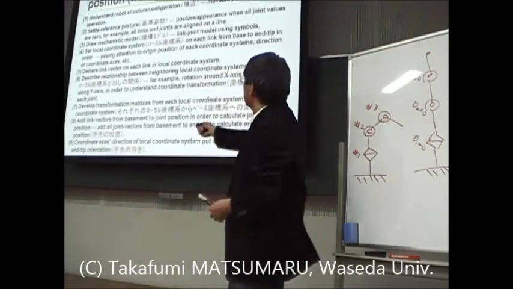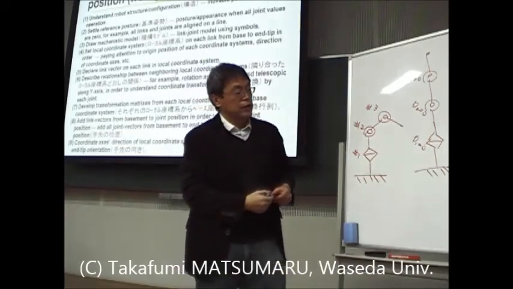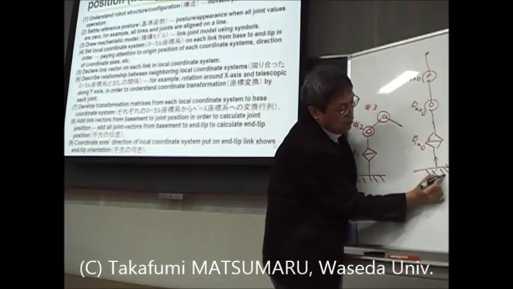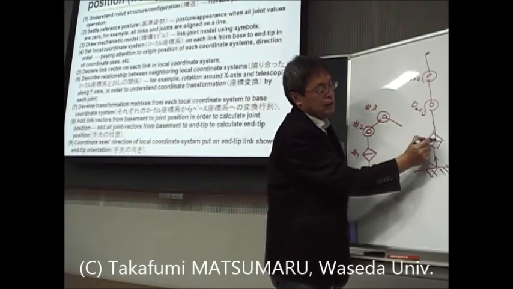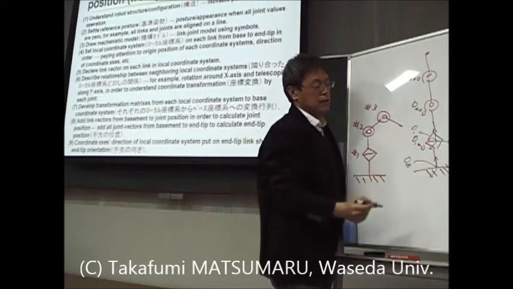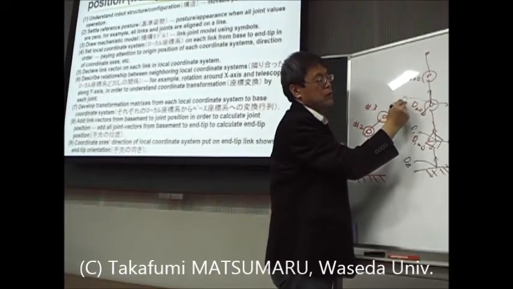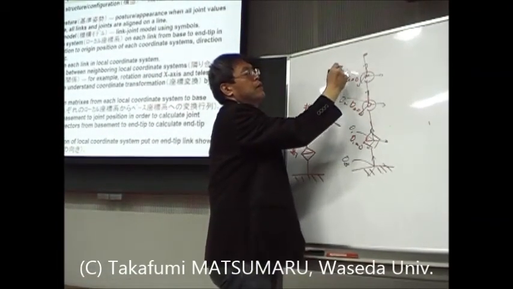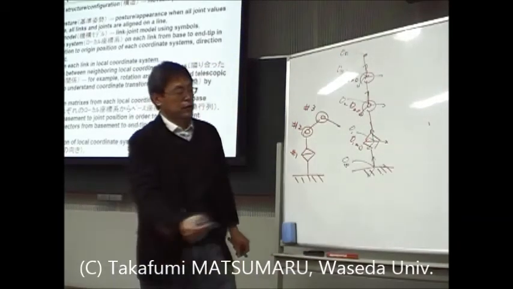And the fourth, set the local coordinate on each link joint. For example, this is a basement, OB is here, and this is link. O1 is here. This is also O2. This is also O3, ON and so on. You should set the coordinate system.